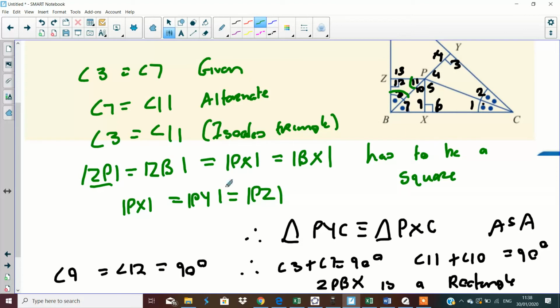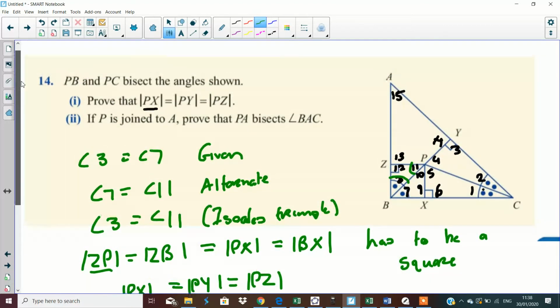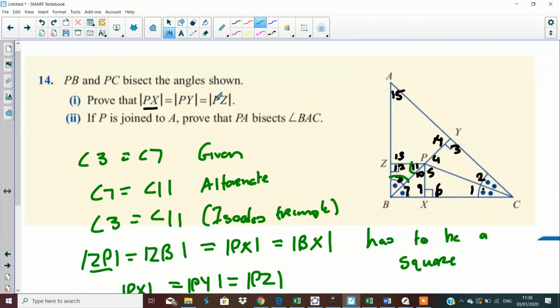We good? What about part 2? P is joined to A. Prove that. I'm going to get rid of that angle 15 for a second because I'm going to have to break it up into angle 15 and angle 16. Fun times.